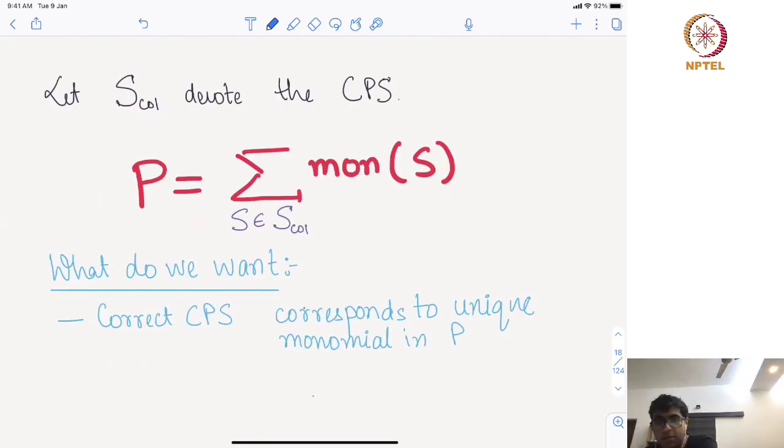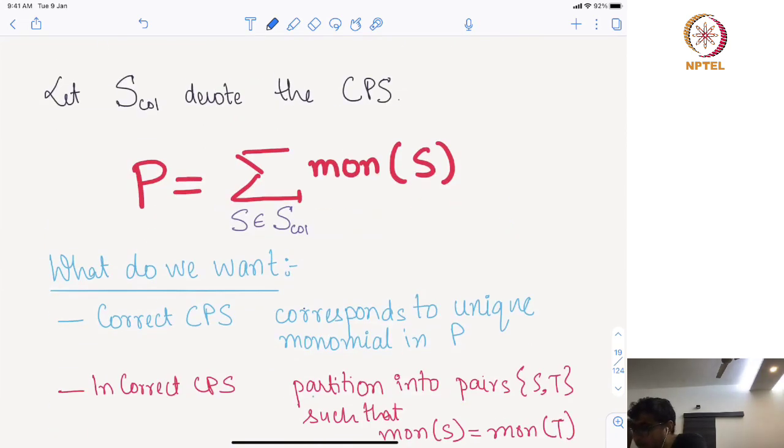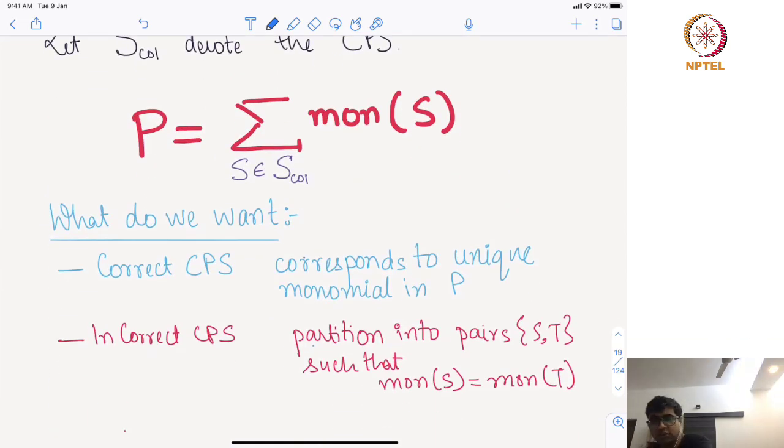Okay. So what do we want? We want correct CPS to correspond to unique monomials in P. So if you have a correct colorful potential solution, it should correspond to a unique monomial in P. And for incorrect colorful potential solutions, we would like to partition them into pairs S, T, so that the monomial of S is equal to the monomial of T.